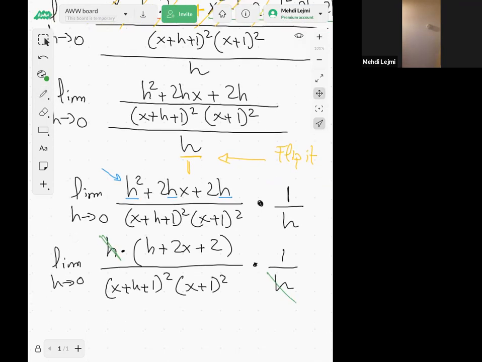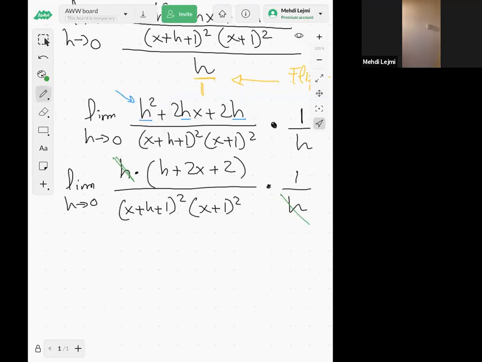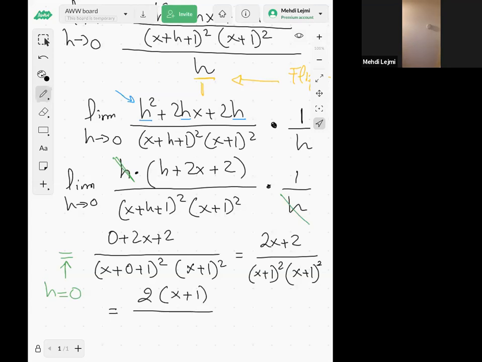So now we're going to replace h by 0. In the top, we're going to have 0 plus 2x plus 2, times 1 over x plus 0 plus 1 squared times x plus 1 squared, right? So that will be 2x plus 2 over x plus 1 squared times x plus 1 squared. In the top, you can factor out 2. So that's 2 times x plus 1 over x plus 1 squared times x plus 1 squared. It's the same base, so you add the powers, 2 plus 2, that will be x plus 1 to the power 4.